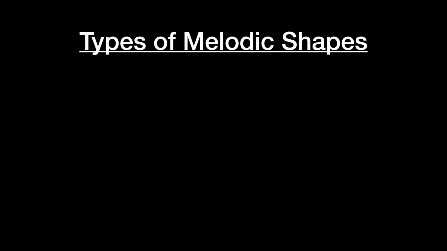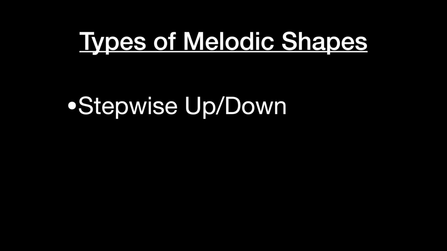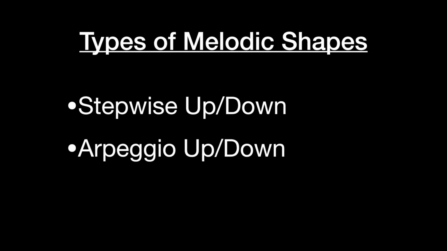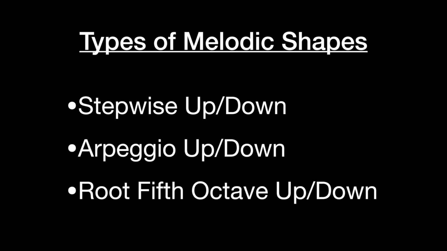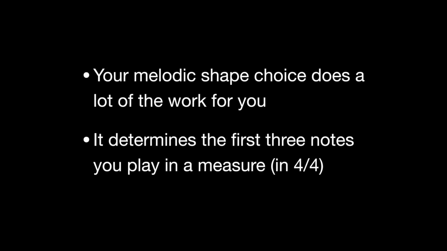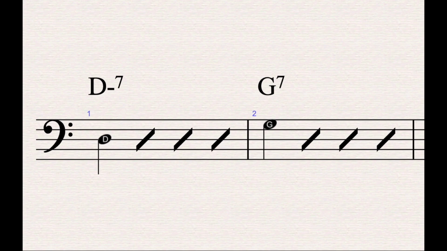So we have 3 different melodic shapes to choose from. These are stepwise up or down, arpeggio up or down, and root 5th octave motion up or down. Knowing what melodic shape we choose will do a lot of the work for us. It'll basically outline the first 3 quarter notes we play in a measure. So let's stick with that 2-5 progression in C major, D minor 7, and G7.